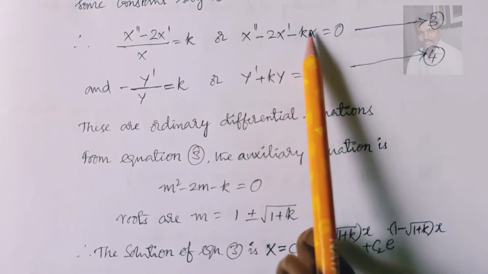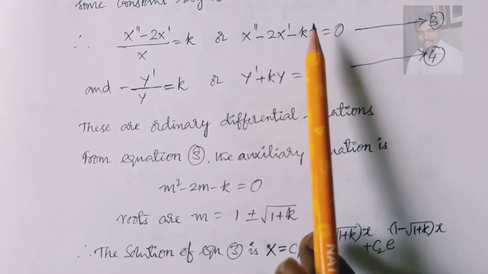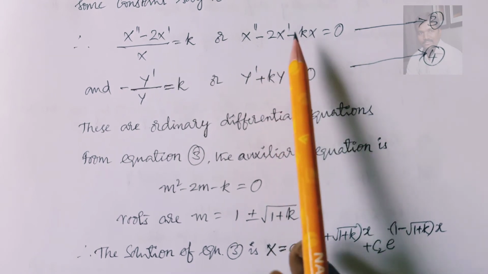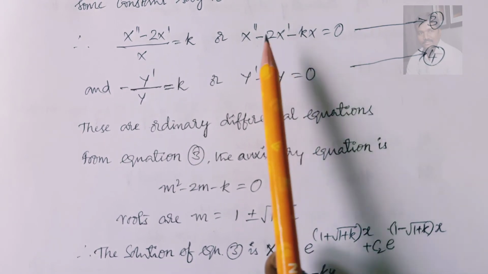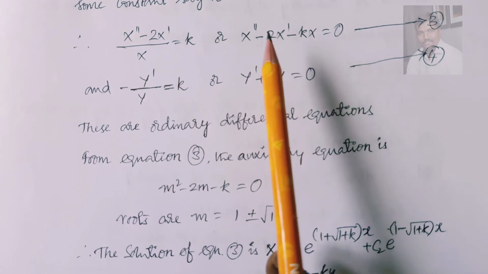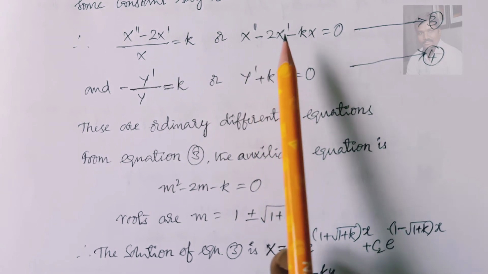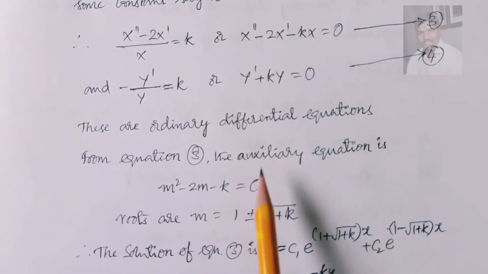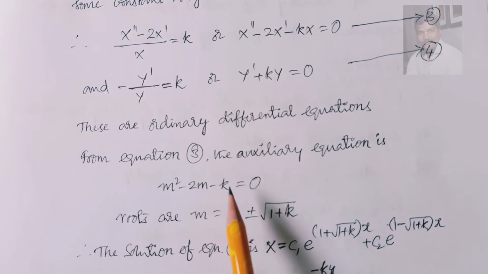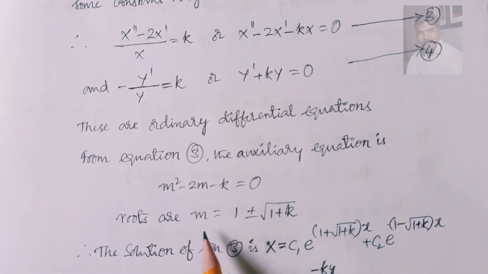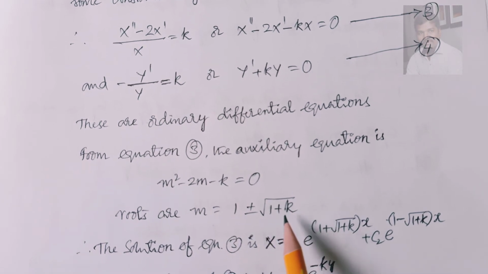As you know, how can you find the solution of the second order differential equation? By finding the auxiliary equation. What is the auxiliary equation for that? m square minus 2m minus k is equal to 0. What are the roots here? 1 plus or minus root over 1 plus k.